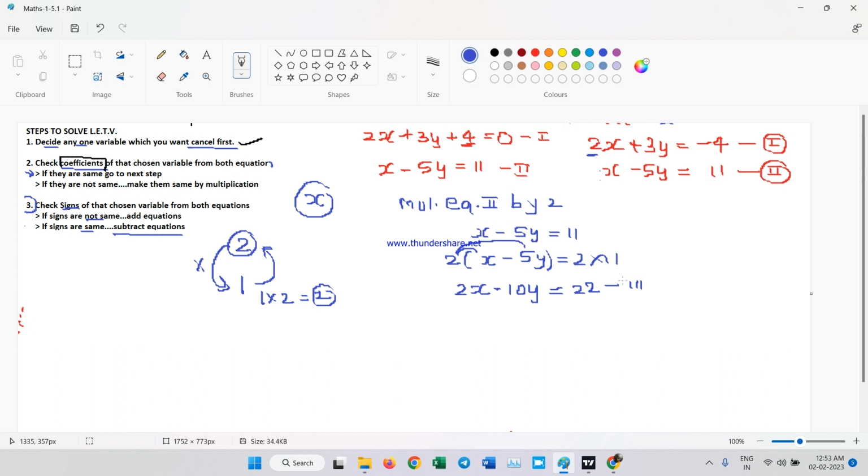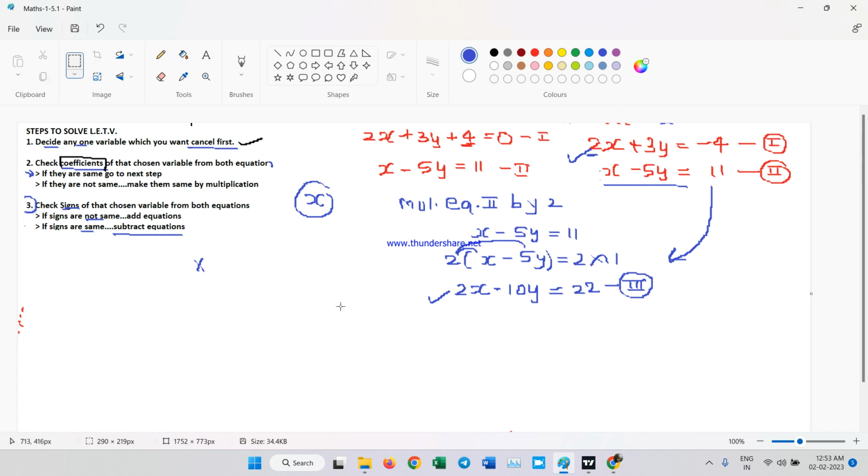This is the new equation I'm getting here, so I will name it as equation number 3. Okay, and now I'm going to deal with equation number 1 and equation number 3. Obviously I will not reconsider the equation number 2 because this is nothing but modified into equation number 3. So let's do it. Let me erase this part.